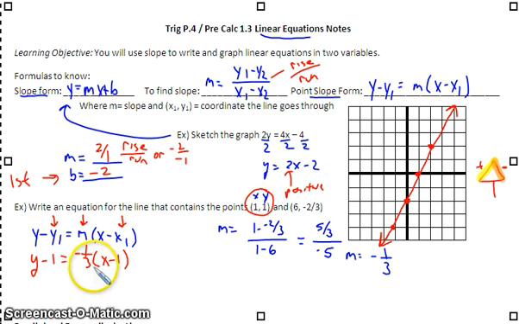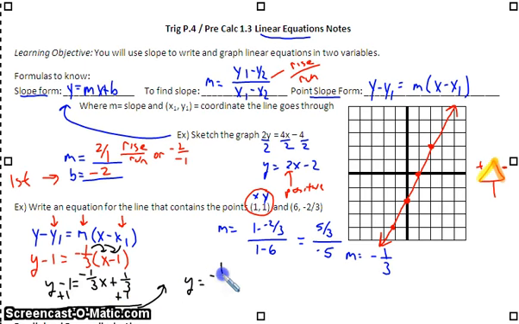And then the last thing you want to do is solve it for y, because you've got some like terms that you can combine. So you need to multiply the negative 1/3 in, and then add 1 to both sides. And you would end up with y equals negative 1/3 x plus 4/3. And that would be the equation for this line.